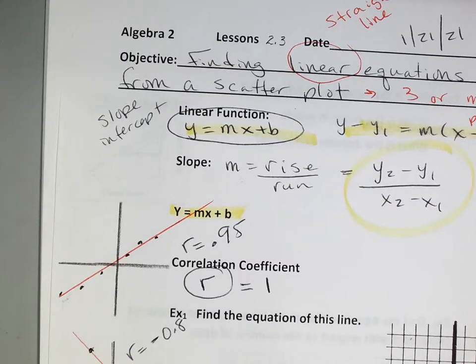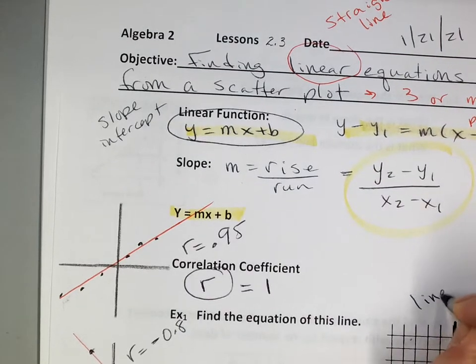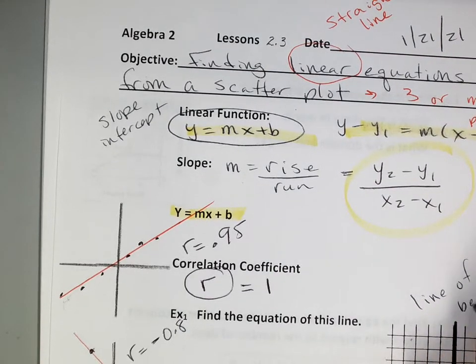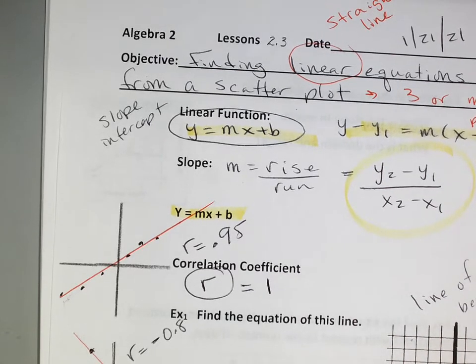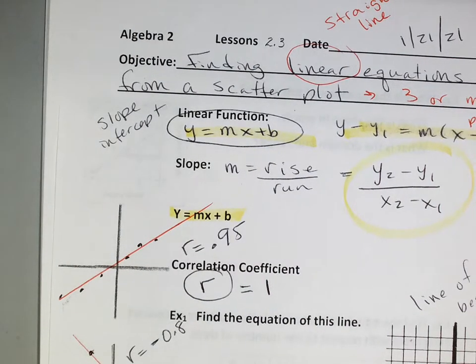All right, let's go back to example number 1. Let's find the equation of this line. First of all, let's draw in the line of best fit. I have rulers. If you don't have a ruler, I have rulers over on the table. I'm going to try and draw in what I call the line of best fit. If you want to grab a ruler, go ahead.